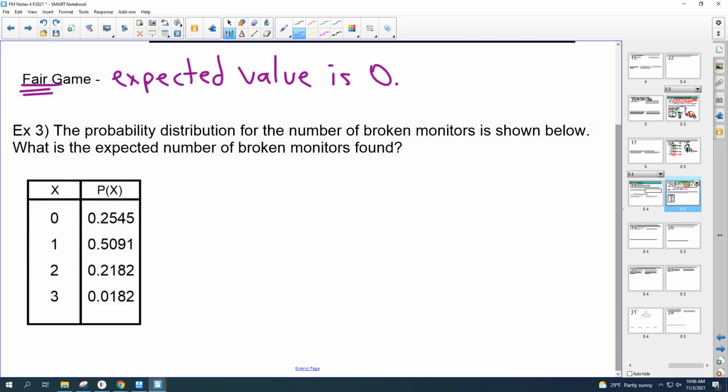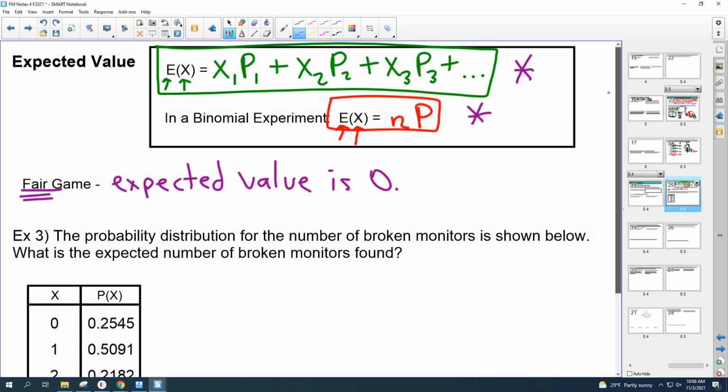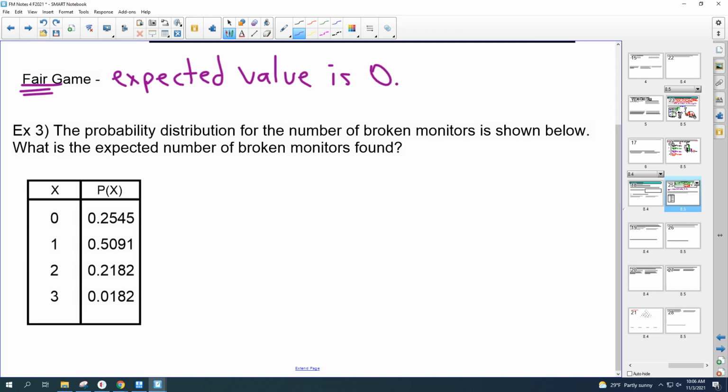Number 3, the probability distribution for the number of broken monitors is shown below. That's what we just got in that last example, right? What is the expected number of broken monitors found? All right, so expected number, expected value. It's this green formula up here. All this means on this green formula is we're going to take this X number times the probability of that X number plus this X number times its probability plus the next X number times its probability plus the next X number times its probability and see what we get.